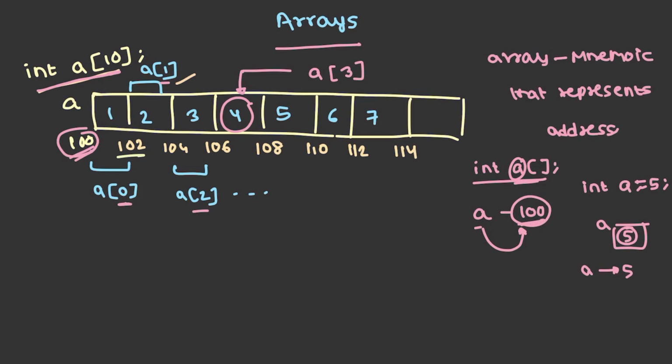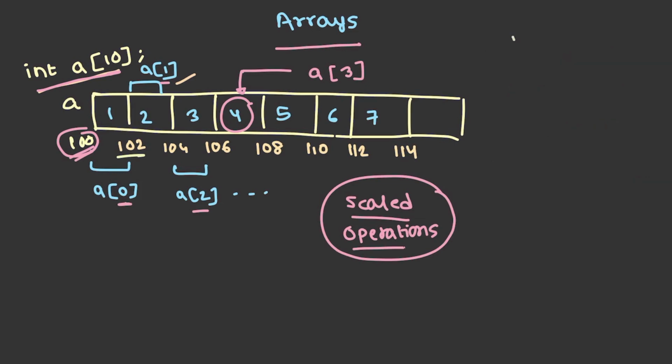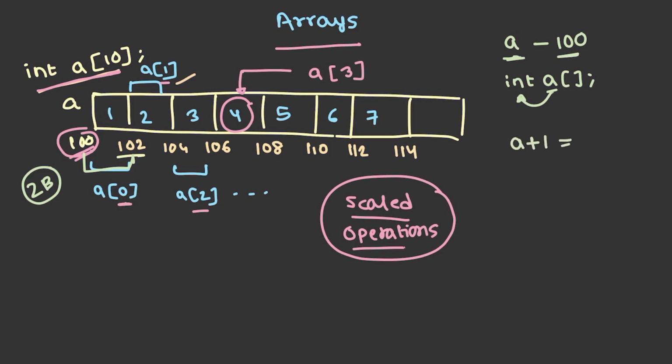You need to remember one term in particular while dealing with arrays and pointers, that is scaled operations. Whatever happens with arrays and pointers generally happens according to the scale. What are scaled operations? Let's understand it with an example. Let's say A is pointing to 100 and the size of an integer is 2 bytes, and A is an array of type integer. So A is an integer array that starts at memory location 100, which is represented by A. Now A plus 1 will be modified as 100 plus 1 into size of integer. As it is 2 bytes in this case, it will be transformed to 102.